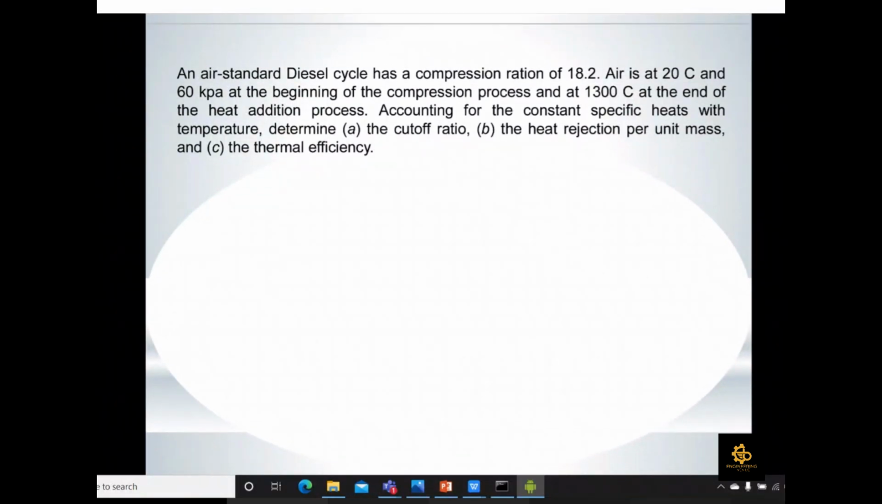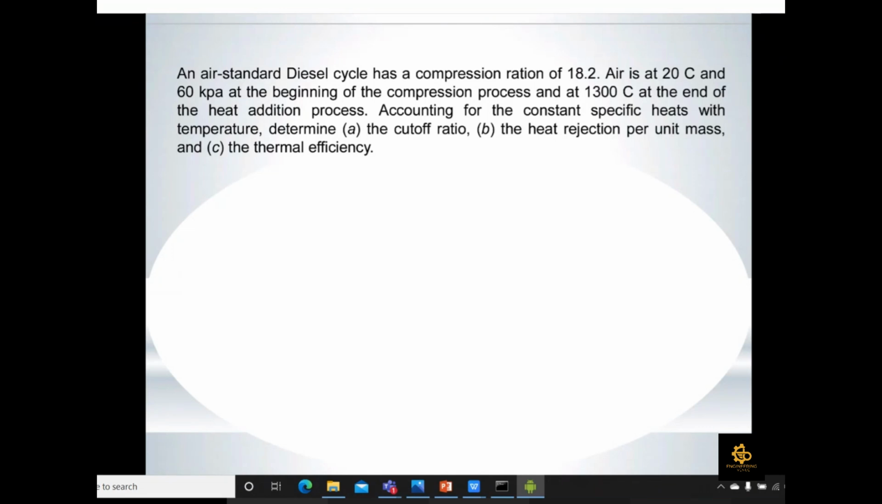So first you have to read the statement. Okay, so this question is also related to the diesel cycle. An air standard diesel cycle has a compression ratio of 18.2. Air is at 20 degrees Celsius and 60 kilopascal at the beginning of the compression process, and at 1300 degrees Celsius. It means that your temperature and pressure at point number one are given in the question, and also 1300 degrees C at the end of the heat addition process, meaning your T3 is also given. So accounting for the constant specific heat with temperature, determine the cutoff ratio.